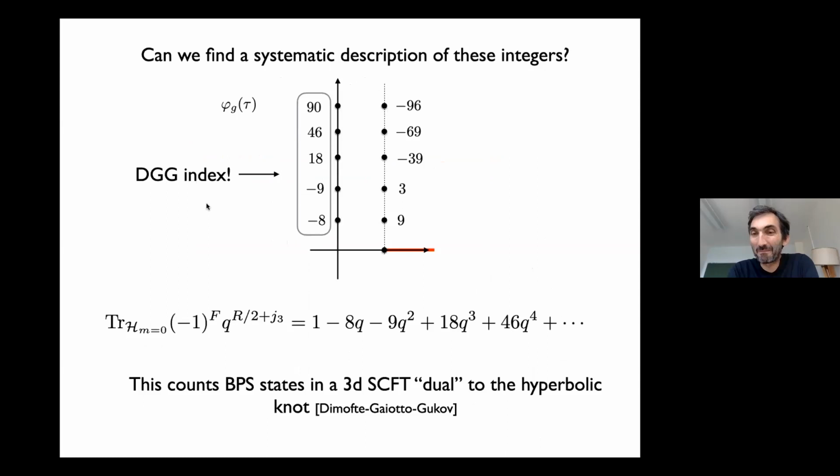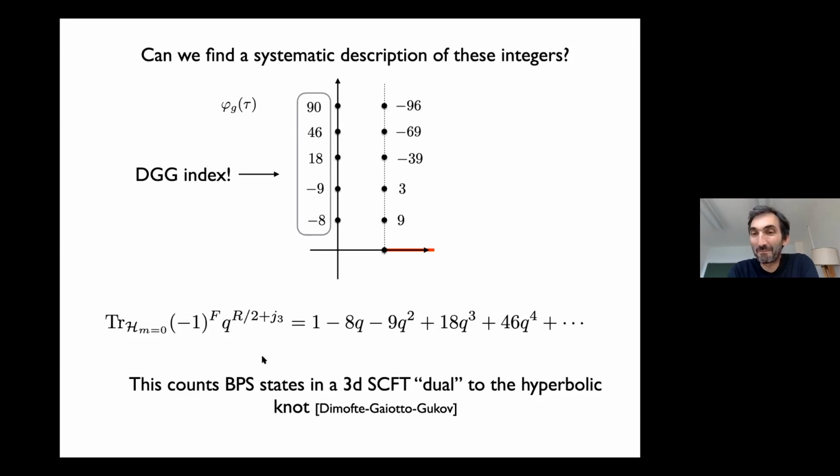So this is what is sometimes called the Dimofte-Gaiotto-Gukov index, and it comes as follows. It turns out that complex Chern-Simons theory on three-manifolds has dual supersymmetric conformal field theories in 3 dimensions. And in this superconformal field theory in 3 dimensions, you can count BPS states, and there is a particular sector in which you can count these BPS states, which is the sector of magnetic charge zero.